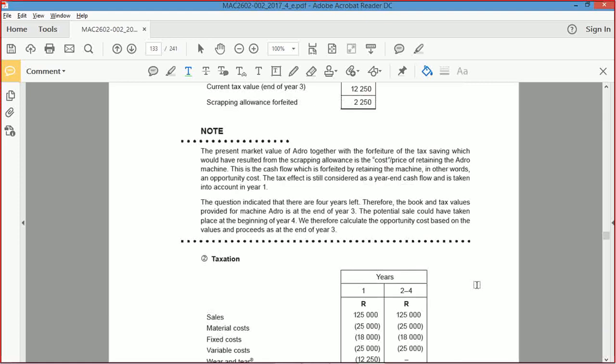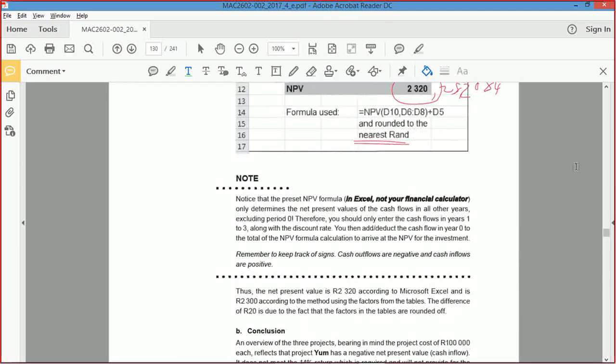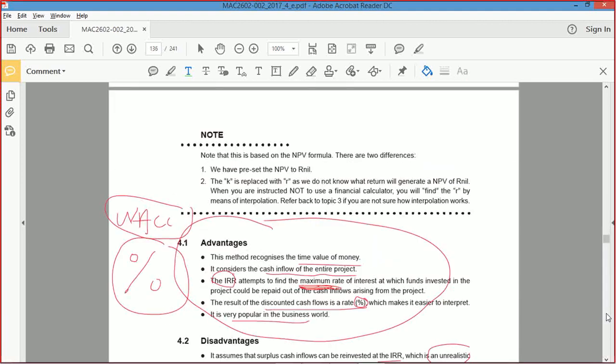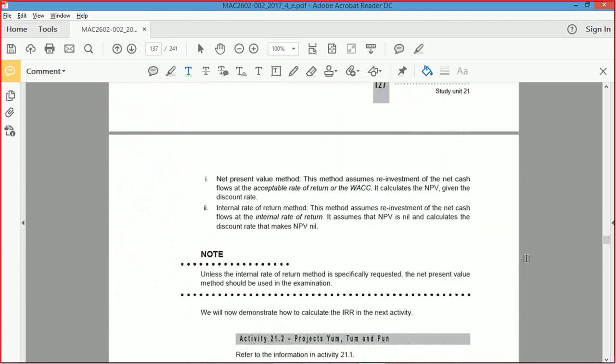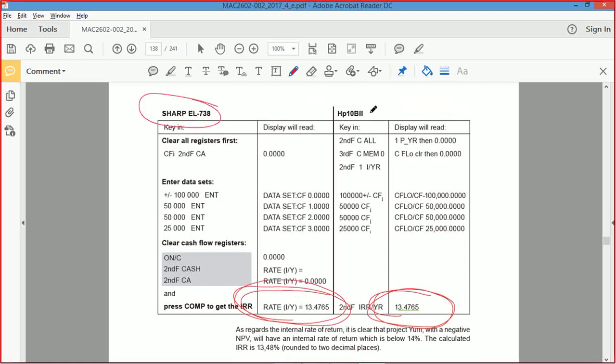Let's go back and check this. For Y, 13.48%. Okay, we've done that. There we go, this is where we are. Let's check. Yeah, 13.4765422104. There you go, either using the Sharp or the HP. That's good. Easy, hey? Yes, sir.